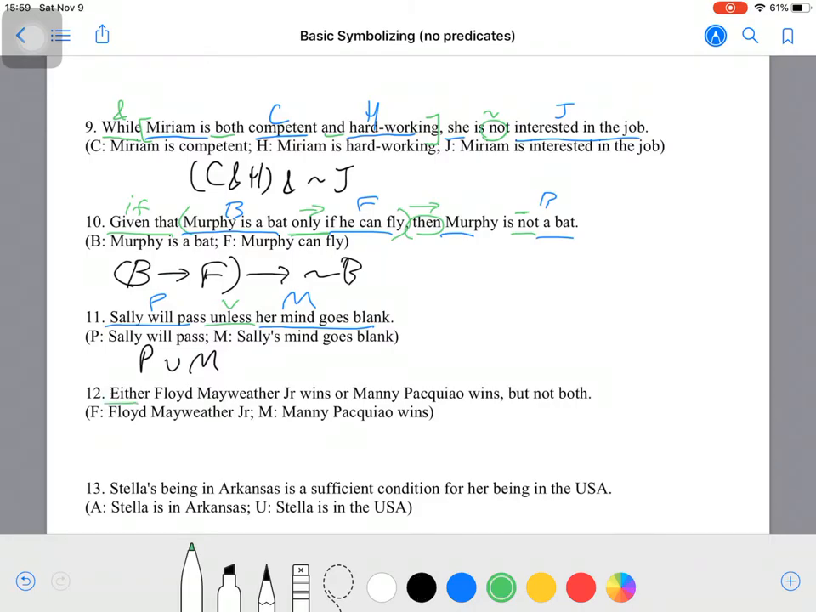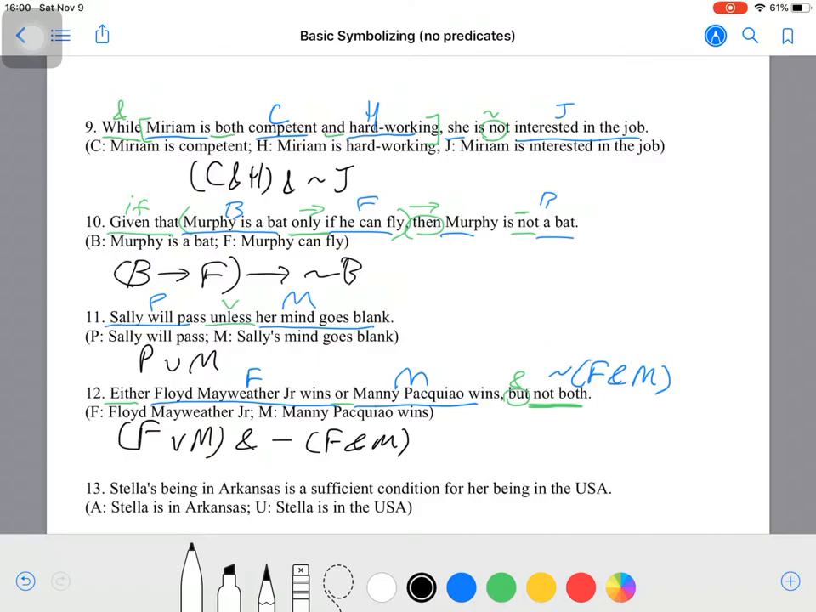For 12, we have an either or, then we have a but, and we have a not both. So not both means that we're going to be saying that it's not the case that both of those things are true at the same time, but we'll get there in a second. So that's an F, that's an M, and not both. So not both F and M. Put it together. So F or M, and not the case that F and M. So at most, one of them can win.